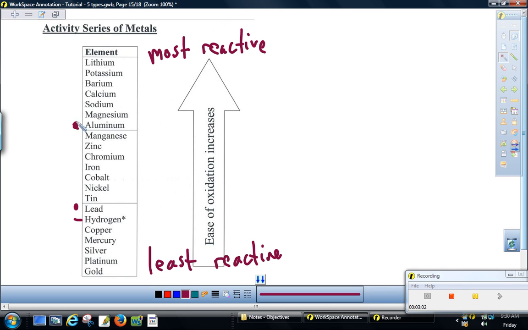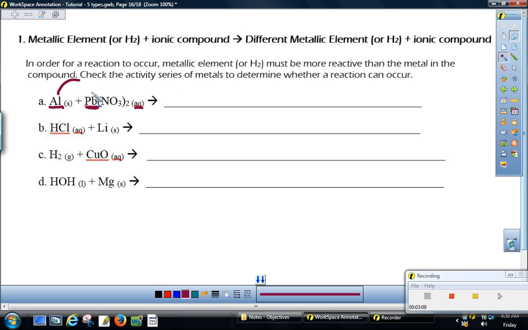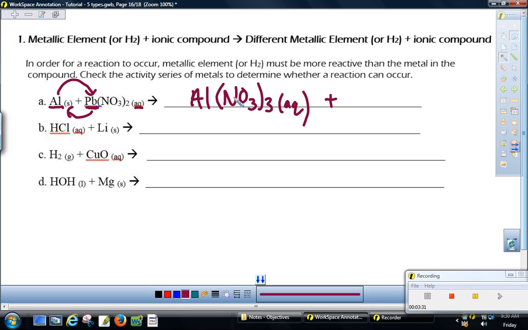And so if my free element is higher on the list than the element that's in the compound, then the reaction will proceed. Because aluminum is more reactive, it'll kick out the lead. The lead will be by itself, and we're going to form aluminum nitrate. Aluminum is +3, nitrate is -1. That's why we have to learn the ionic charges of the polyatomic ions. This is still going to be dissolved in water, and then the lead will be by itself in its pure elemental form, which is a solid.